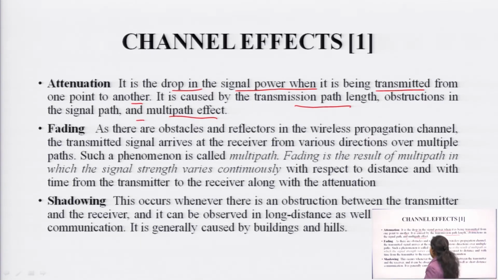Next one is the fading. As there are obstacles and reflectors in the wireless propagation channel, the transmitted signals arrive at the receiver from various directions over multiple paths. Such a phenomenon is known as multipath. So, let us say this is a transmitter, this is a receiver, this is a tree, this is a building, and this is a car, a moving car.